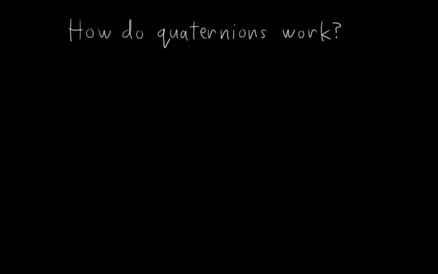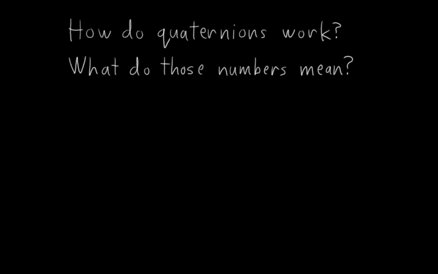But how do they actually work? What do those numbers mean? The first thing that usually throws people off about quaternion rotations is that they have 4 numbers instead of just 3, typically written as W, X, Y, Z. People usually wonder, what does that 4th number, the W, mean? Well, the answer is that it means the same thing as the other 3 numbers. That's not a very helpful answer, I know, but it's basically true.